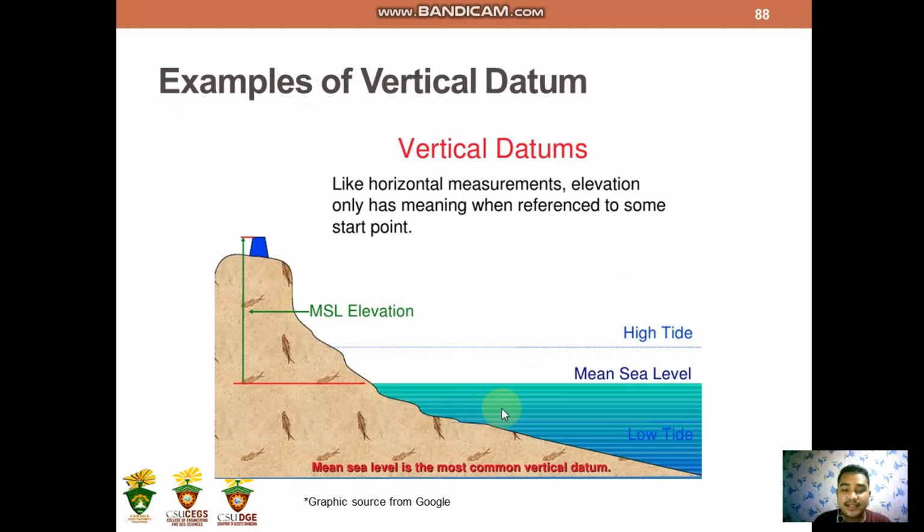So what is mean sea level? There is low tide and then high tide, but we take the mean of those. We cannot just easily create a mean sea level, guys, because the creation of the mean sea level takes 19 years. It takes 19 years of continuous observation for us to get a mean sea level.